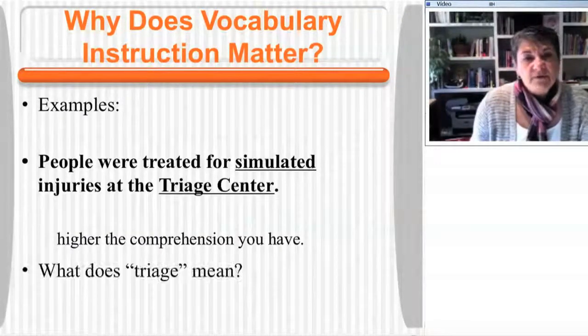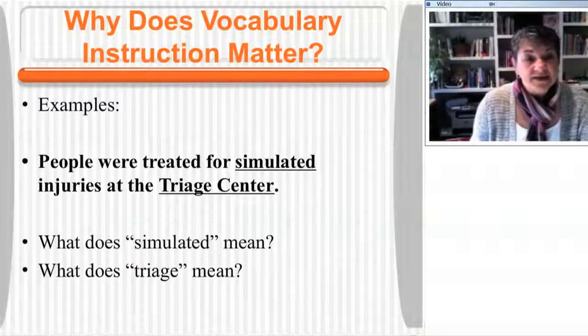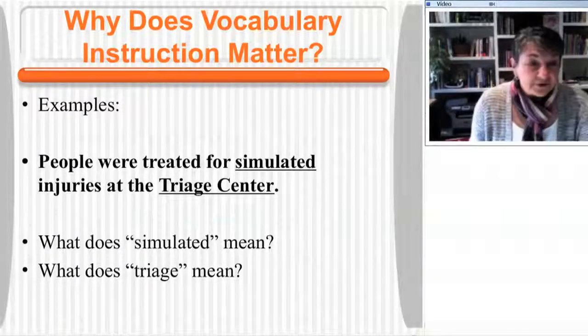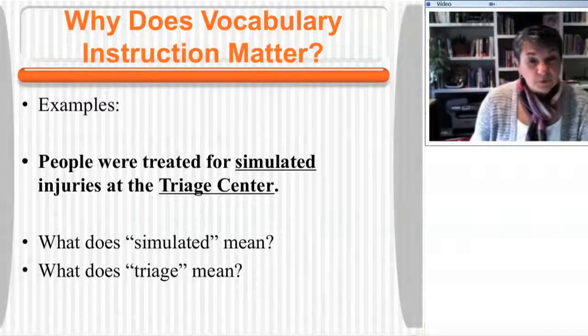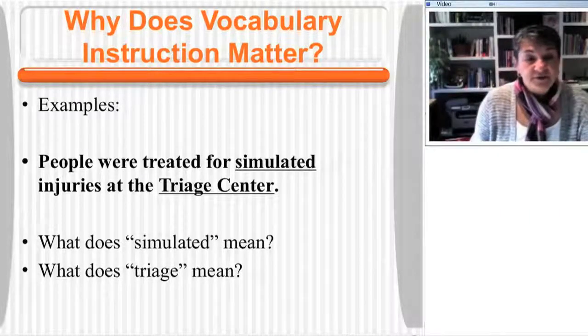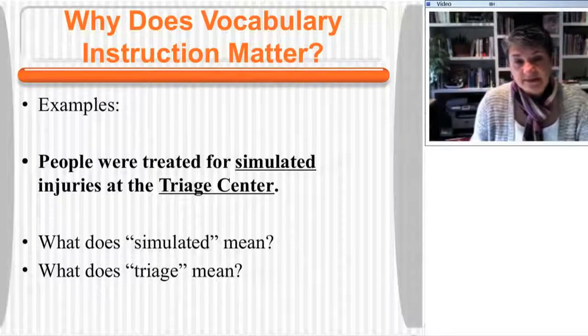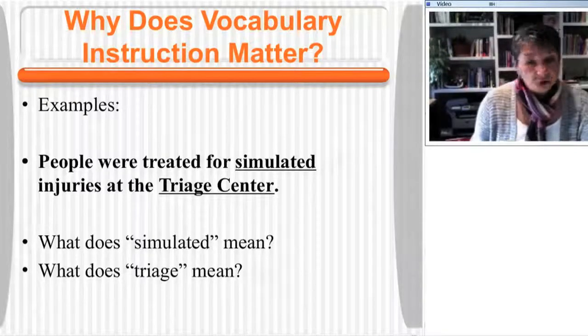Well, what about vocabulary instruction itself? Why does that matter? Let me give you an example. Let's read this sentence. I'll read it out loud to you. People were treated for simulated injuries at the triage center. That's a simple sentence. But if you don't know what simulated means, and if you don't know what a triage center is, you're not going to know the meaning of that sentence.